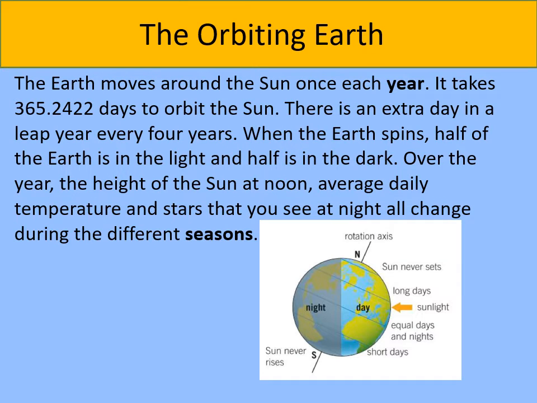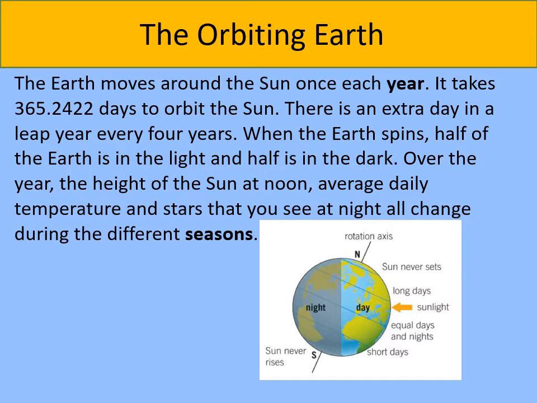It takes 365.25 days for the Earth to orbit the Sun. So every 4 years, whenever we have a leap year, there is an extra day in February when the year has 366 days to compensate for this extra quarter of a day that we have to orbit the Sun.